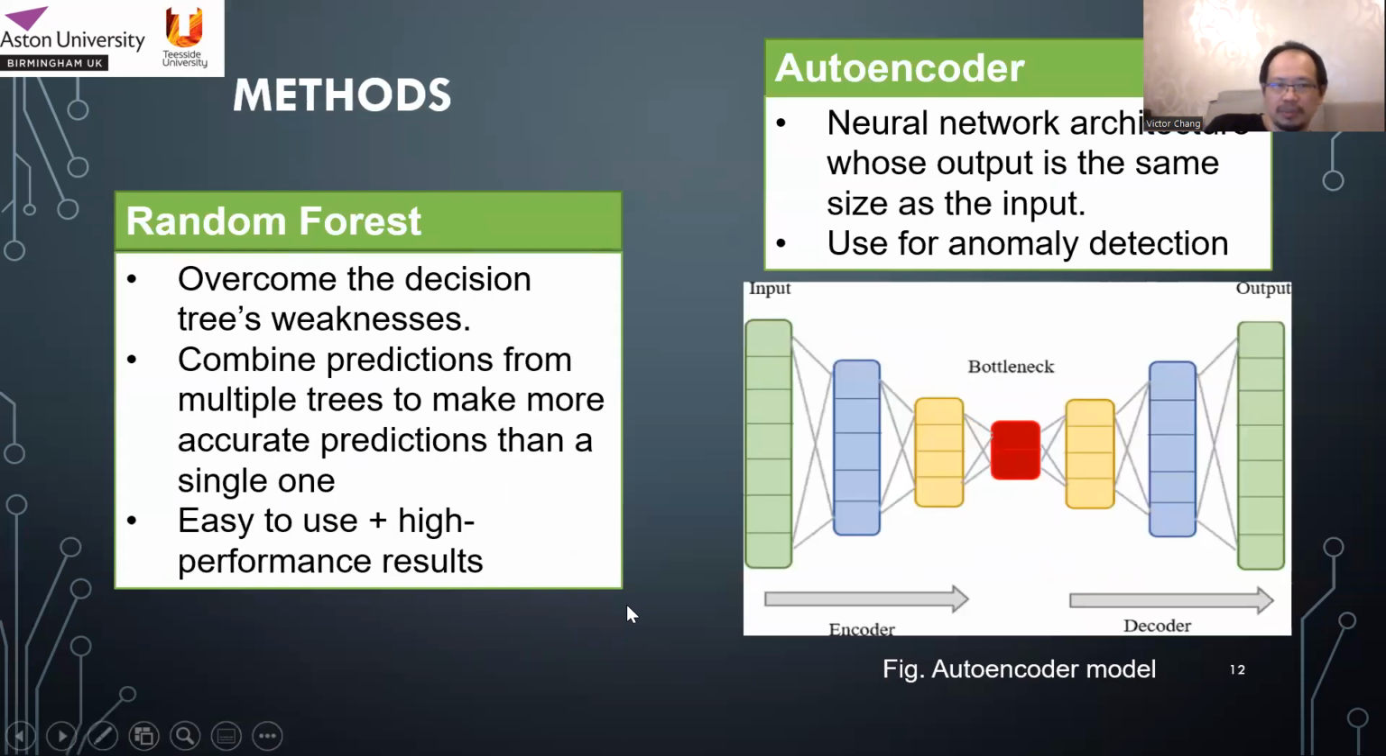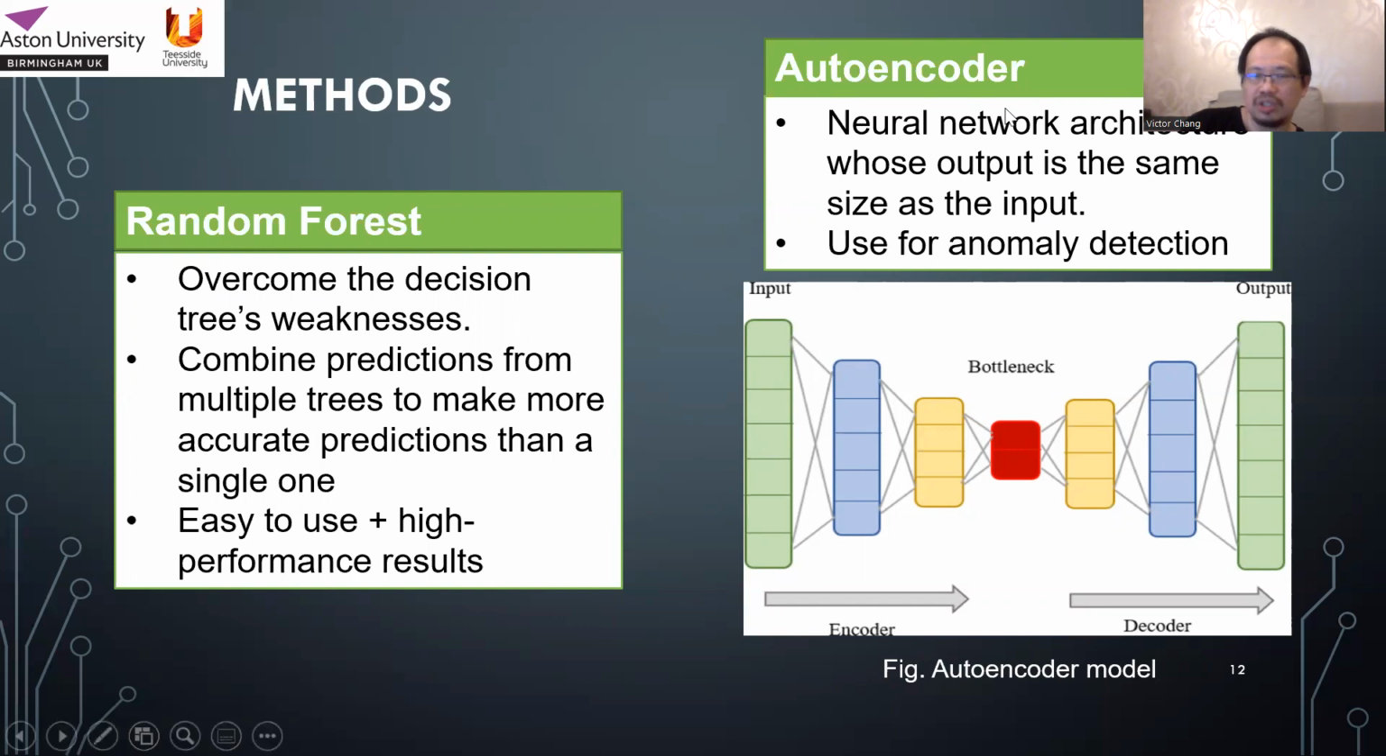Random forests address the decision tree's weaknesses. They combine predictions from multiple trees to make a more accurate prediction than a single one. First of all, you have more trees, and secondly, it helps us decide, because the algorithm goes for the majority, rather than a particular single tree taking over. And random forest can also be combined with decision tree.